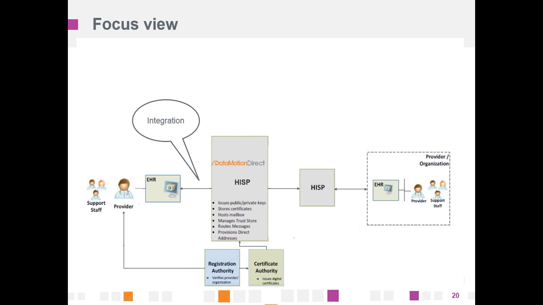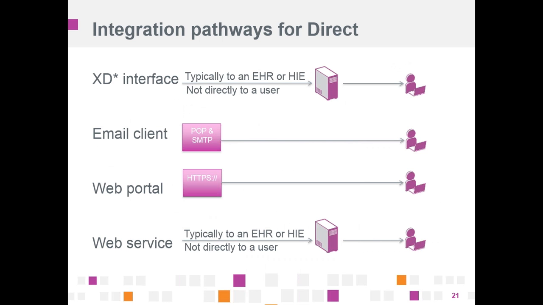There are a number of integration pathways that we can use. The primary one we're going to talk about today is an XD or XDR interface. This is an interface from the HISP to the EHR. Meditech, for example, uses an XDR interface. Some HISPs also can provide email client interface, a web portal, or different web services or API interfaces as well.